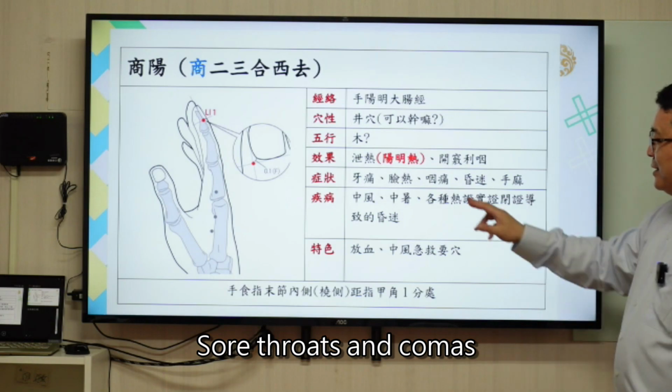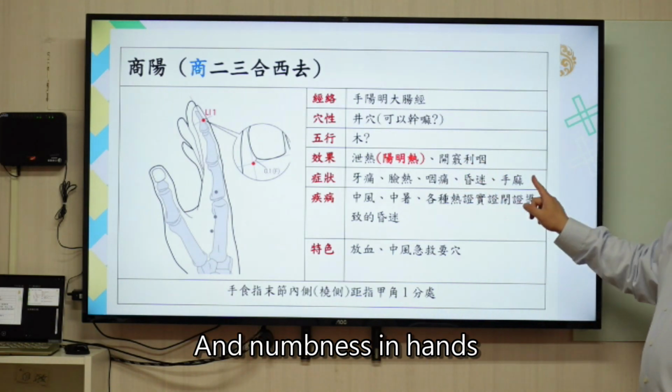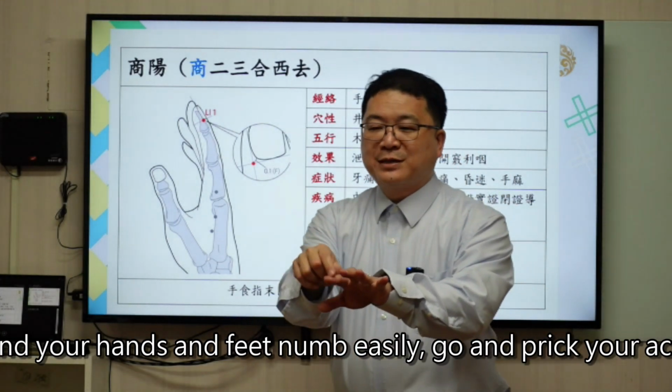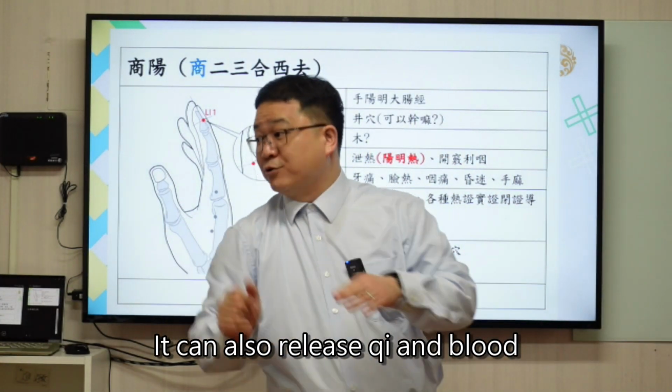Sore throats and comas. And numbness in hands. This is unusual. What would some doctors do? If you find your hands and feet numb easily, it can also release qi and blood.